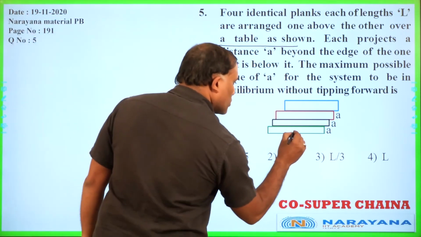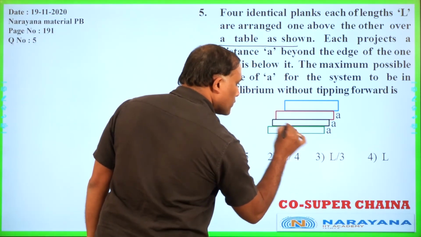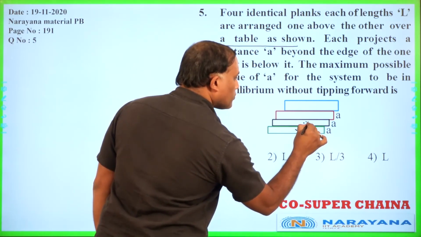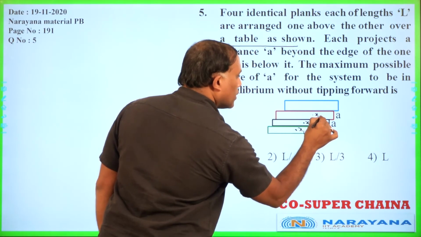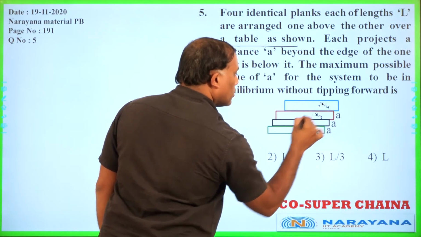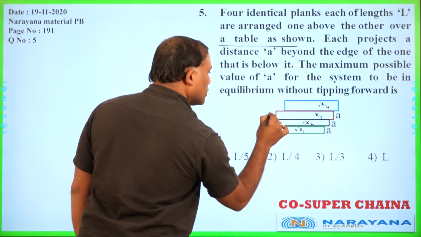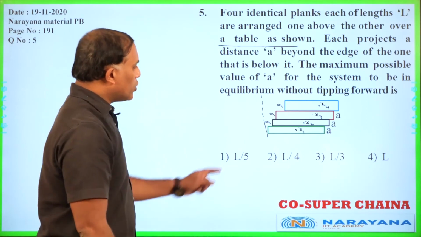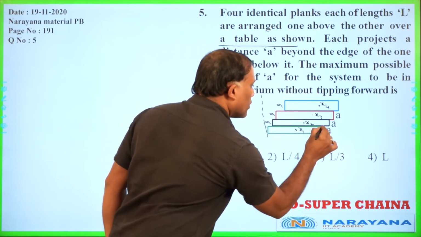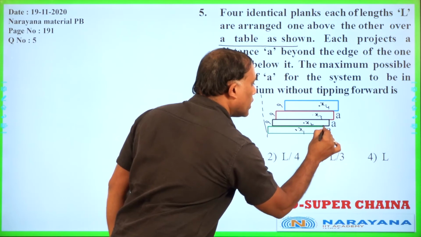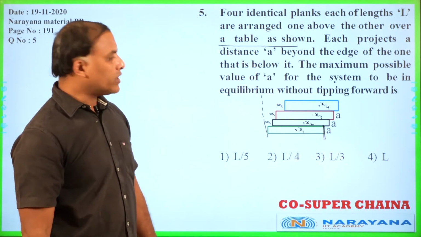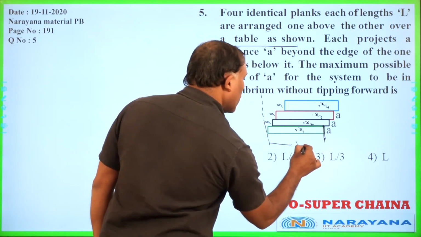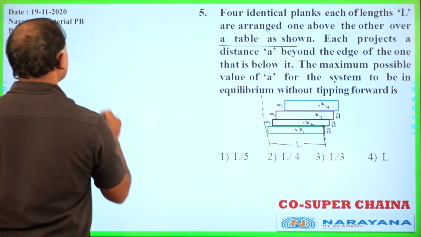The center of mass of the first plank is x1, here it is x2, here it is x3, and here it is x4. Here it is A, this is A, this is A. Now let me consider this as the reference point. The total center of mass must lie at this edge. Then from here, what is the center of mass position? L.